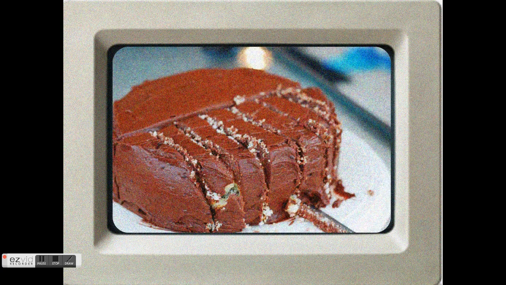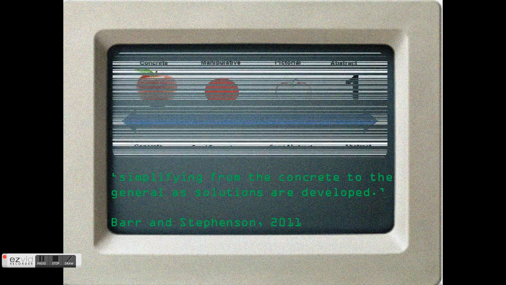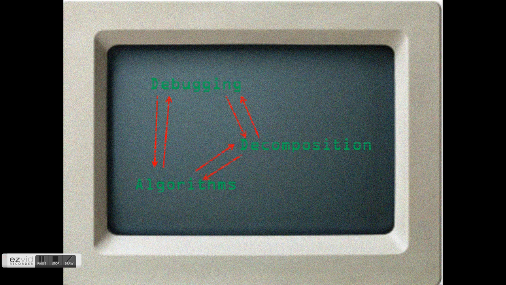As decomposition suggests, it is the reducing of a large problem into smaller problems which, within a computing context, may mean deciding what you want your program to do and handling each criteria one at a time. Abstraction is defined by Barr and Stevenson as simplifying from the concrete to the general as solutions are developed. Therefore, children are learning how to adapt and work with something that is not tangible, which they may not be used to. I would argue that all of these skills are interrelated.